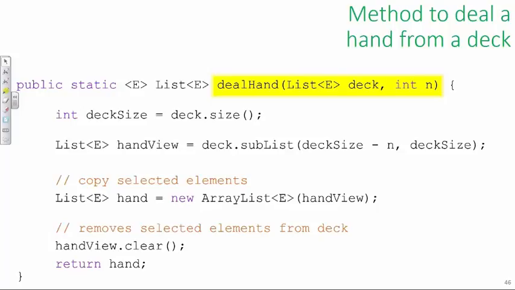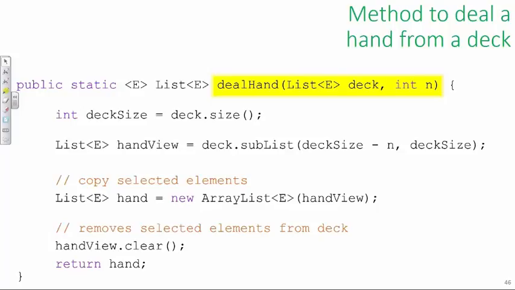Then we ask for a sublist, and we are going to call that our hand view. All we do here is take the last n cards of our deck and put that into our hand view. Once we have this view, we create an array list of elements from that view. So this is going to copy elements this time.